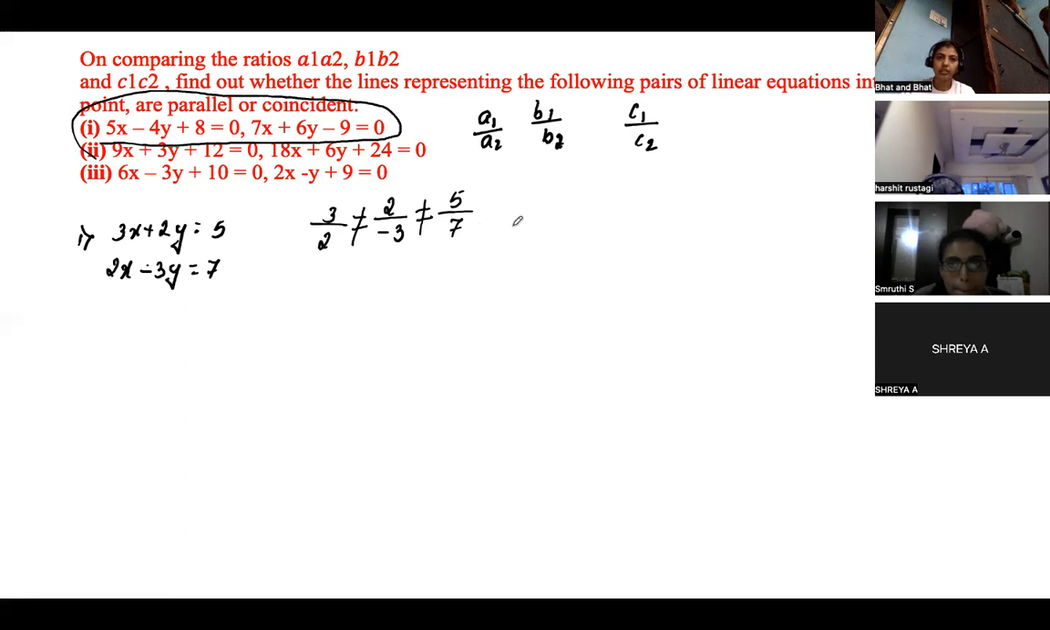So here they are consistent, correct? So this is question number 3. Let us write in Roman letters. Next, the second one. 2x minus 3y is equal to 8. And one more equation is 4x minus 6y is equal to 9.